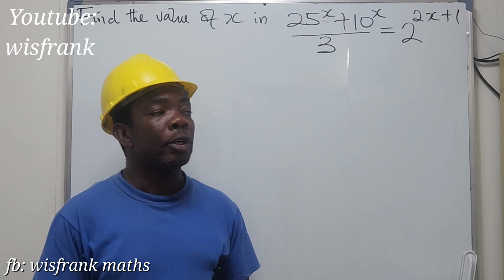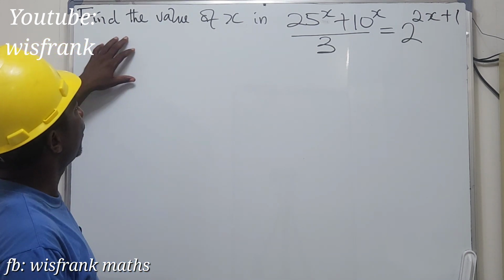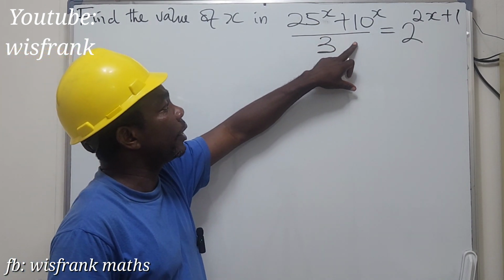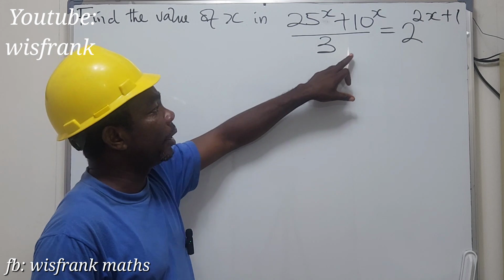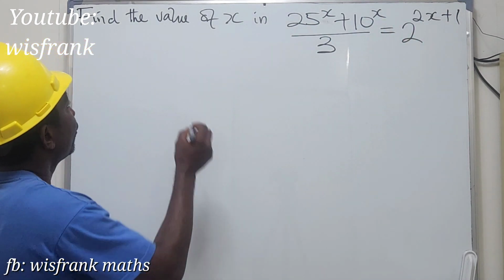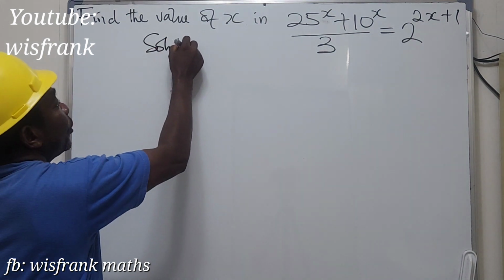For more interesting topics. Today we are looking at this question and it says find the value of x in 25 to the power of x plus 10 to the power of x all over 3 equals 2 to the power of 2x plus 1. So we are going to find the value of x. So we have the solution.